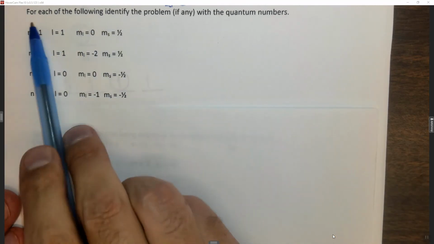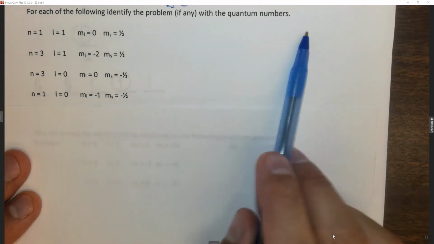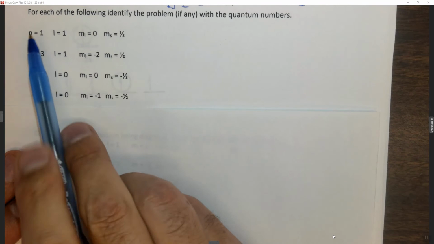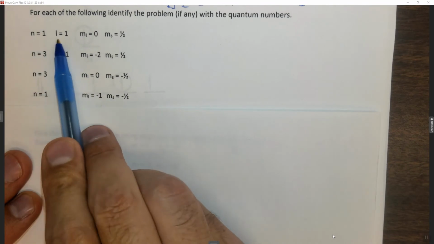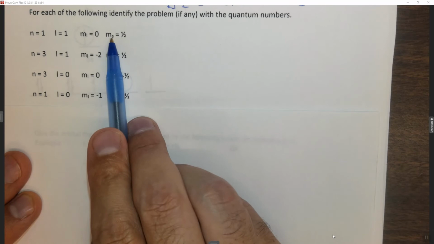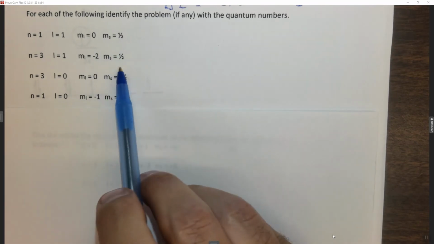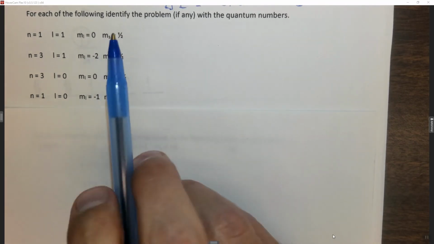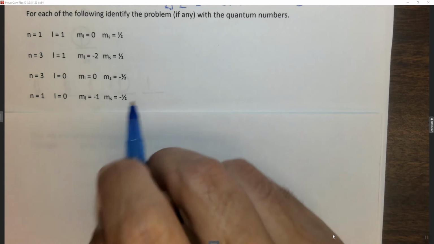So this question asks, for each of the following, identify the problem, if any, with the quantum numbers. So we're given the four quantum numbers: the principal quantum number, the angular momentum quantum number, the magnetic quantum number, and the spin quantum number. And there are rules for what these quantum numbers can be relative to one another.